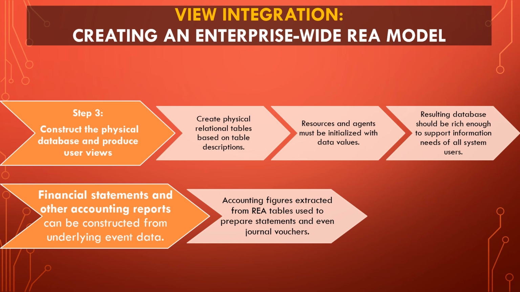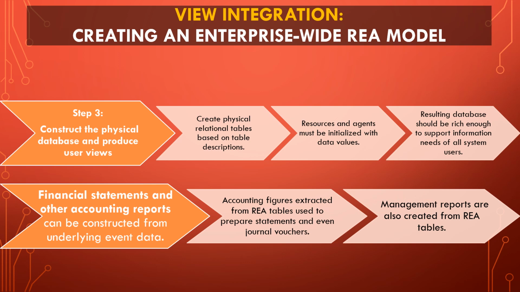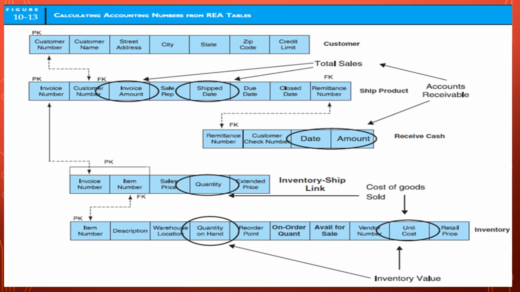Okay, accounting figures extracted from REA tables are used to prepare statements and even journal vouchers. Management reports are also created from REA tables. So as we said, management reports and financial statements in accounting information systems are extracted from REA tables that are stored in the database. This figure shows how accounting numbers are calculated from the REA tables.